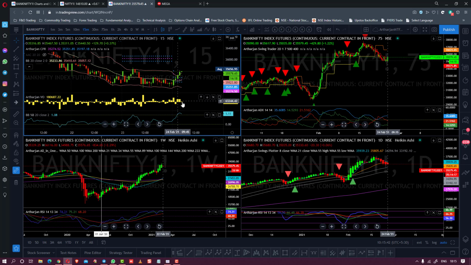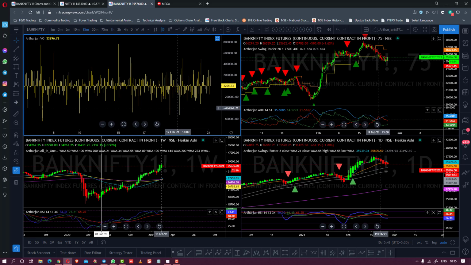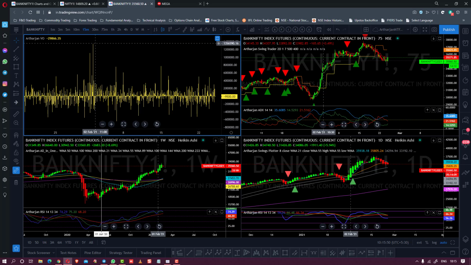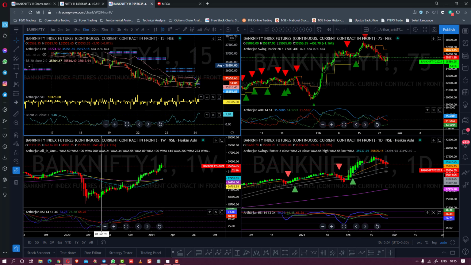The volume oscillator should also print a very high volume bar, something like this. As you can see here, this is the kind of bar I'm expecting to get printed on a 15-minute time frame so that I can enter the trade.